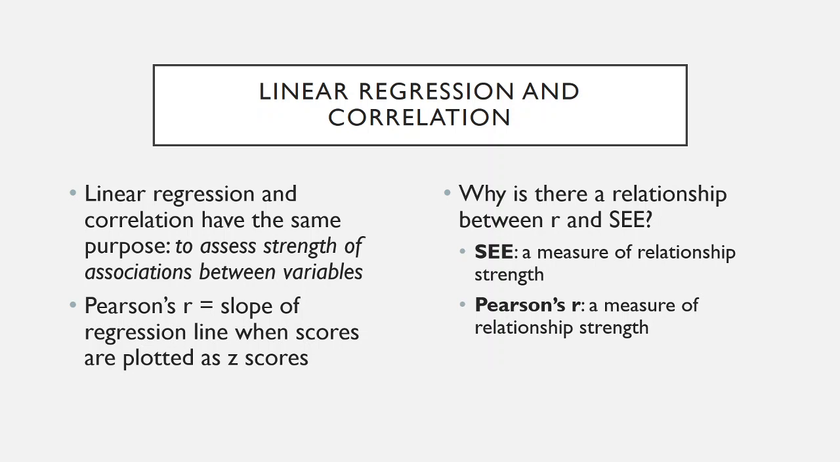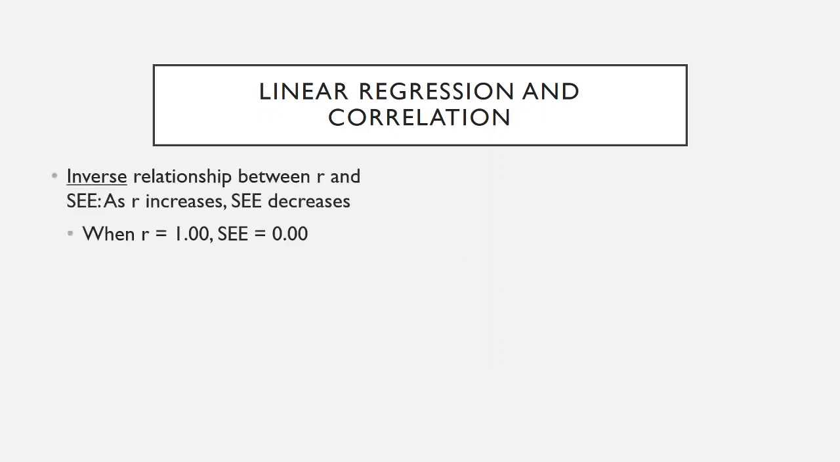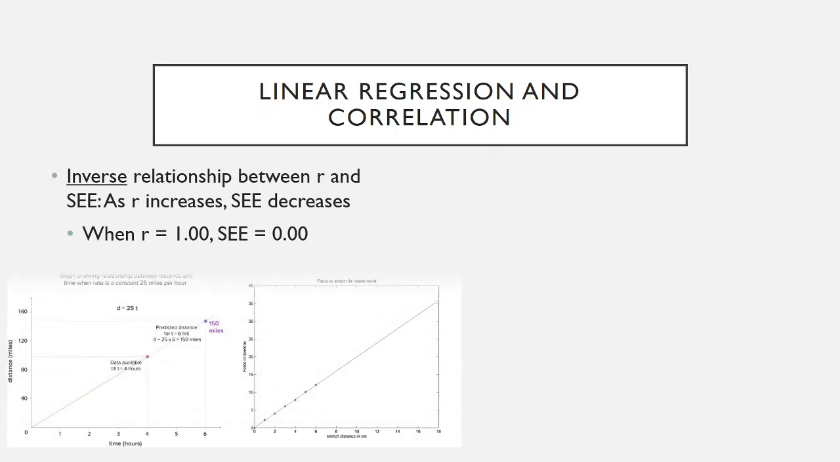There's a numerical trade-off between your Pearson's R and your standard error of the estimate, because these are the two numerical outcomes in regression and correlation respectively that give you a quantified measure of the strength with which your variables are related. So there's actually an inverse relationship between your Pearson's R and your standard error of the estimate. The stronger your R value, so the closer to +1 or -1, the closer your standard error of the estimate gets to 0.